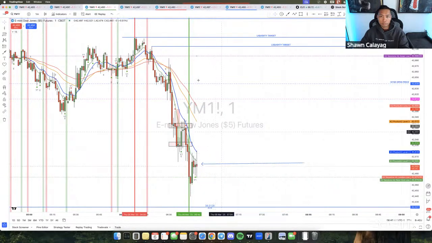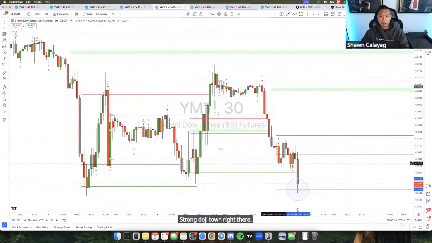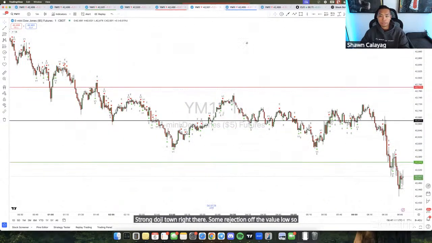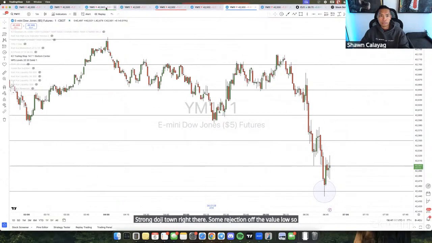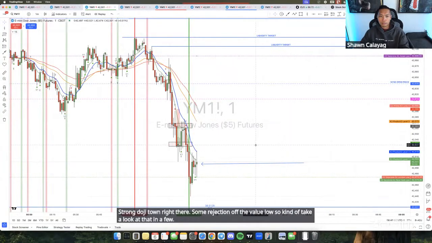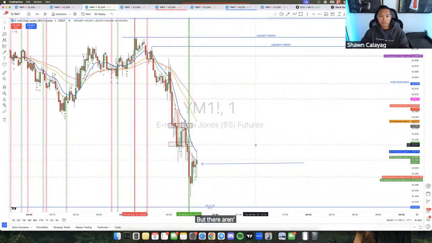Strong doji candle right there. Still have a rejection off the value low, so I'm gonna take a look at that in a few. But there aren't as many entries today, at least not yet. Set that one there.